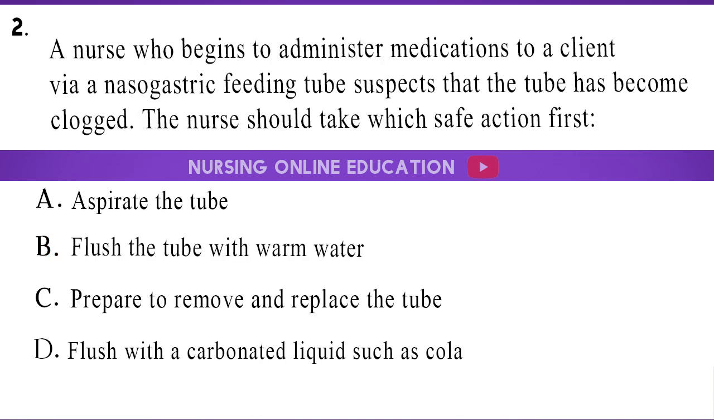workers. 2. A nurse who begins to administer medications to a client via a nasogastric feeding tube suspects that the tube has become clogged. The nurse should take which safe action first? A. Aspirate the tube. B. Flush the tube with warm water. C. Prepare to remove and replace the tube. D. Flush with a carbonated liquid such as cola. The answer is option A, aspirate the tube.